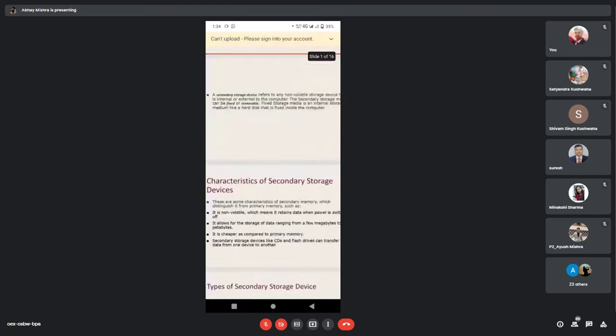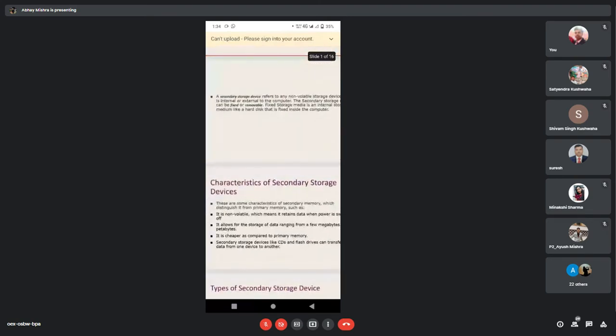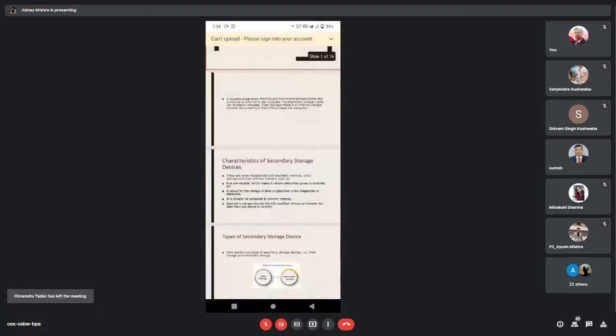Firstly, I'm going to explain what a secondary storage device is. A secondary storage device refers to any non-volatile storage device that is internal or external to the computer. The secondary storage media can be fixed or removable. Fixed storage media is an internal storage medium, like a hard disk that is fixed inside the computer.